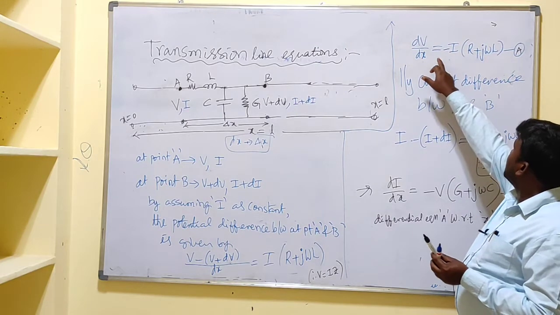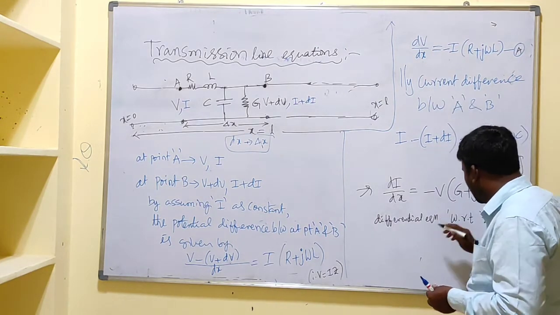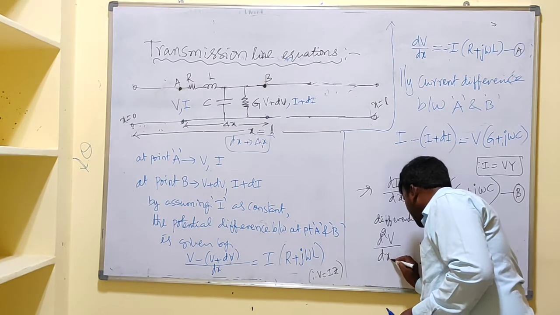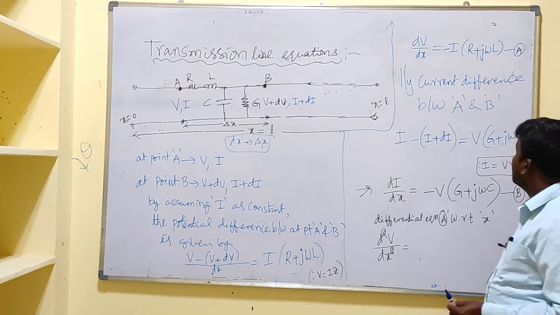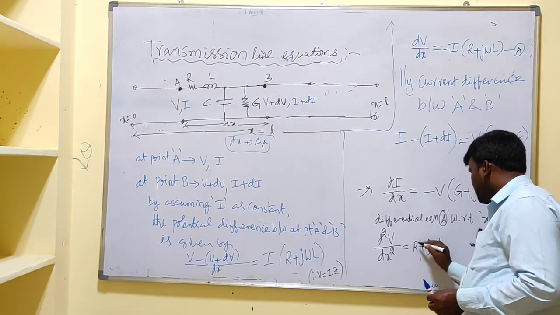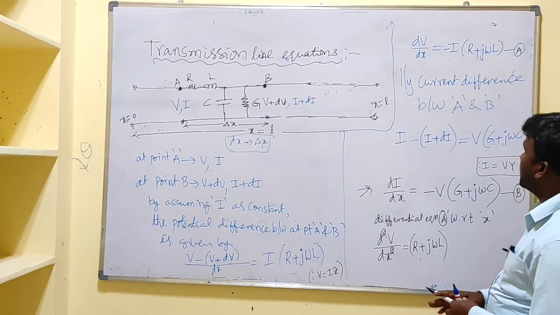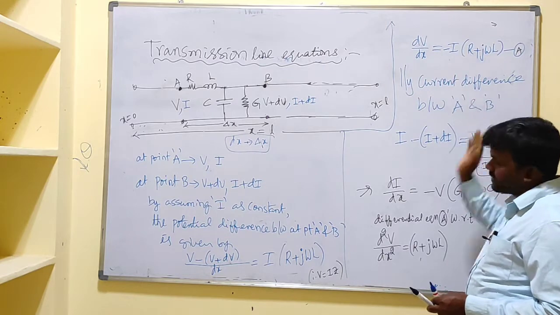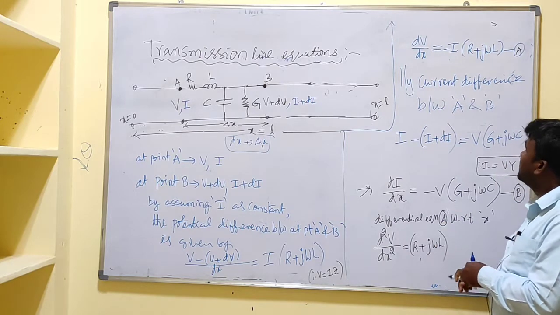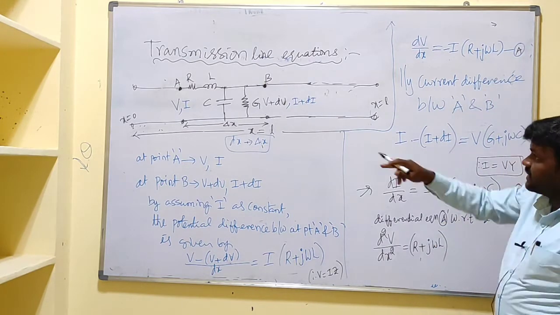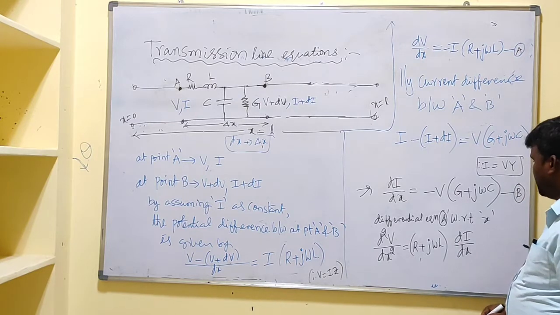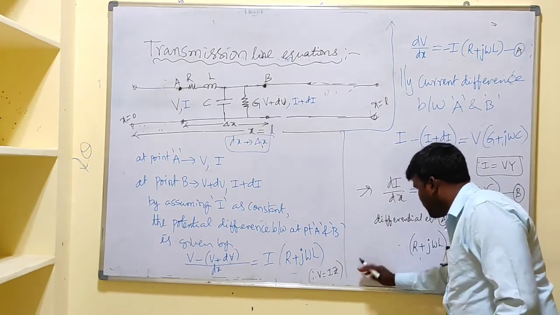Now, suppose I differentiate this equation A with respect to x. Again, we require the change in the voltage. d square V by dx square is equal to what? R and J omega L are constants. Now we are differentiating this equation A with respect to x. Sorry, actually here I applied differentiation on both sides. Differentiating equation A with respect to x, R and L are constants, whereas if the distance changes, current also changes. So that's why we will get dI by dx. And here we have minus I. I forgot to write that one.